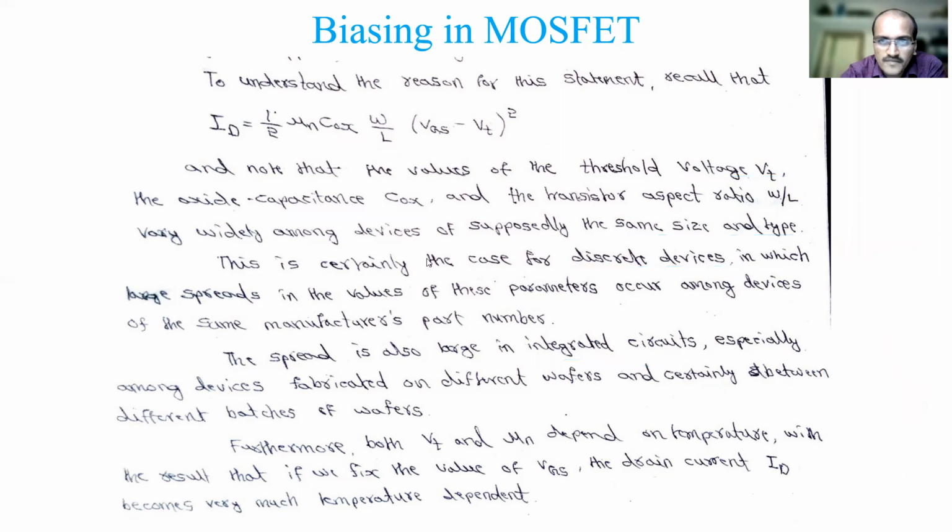So this is about the spread here. The spread occurs in the drain current. We are learning at a very basic level. Further, Vt and mu n are also present in the equation, and these factors depend on the temperature. So the result is that this affects the value of VGS, and the drain current becomes much more temperature dependent.